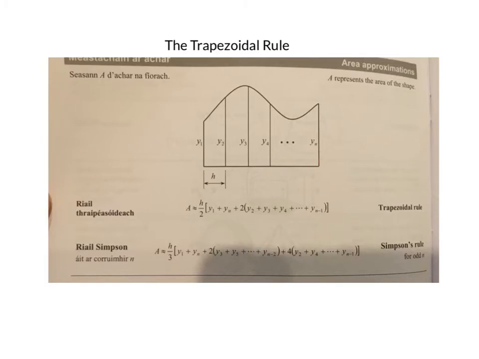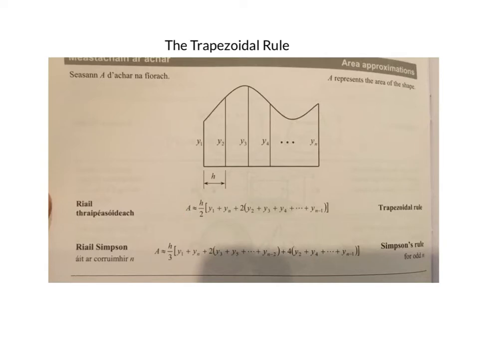So you see a shape that looks like this. It's flat on one side and then there's a curve on the other side. And the trapezoidal rule then just says that to get the area of that shape, it will approximately be equal to h over 2 times y1 plus yn plus 2 times y2, y3, y4, etc. So just to talk you through what this actually means.